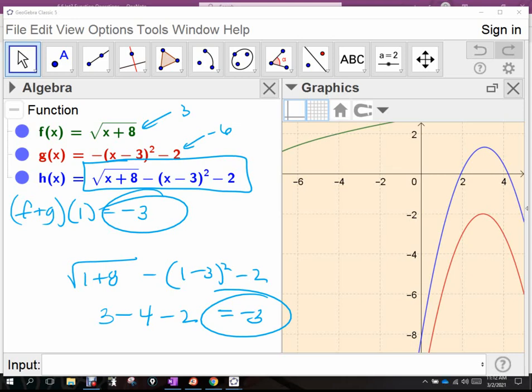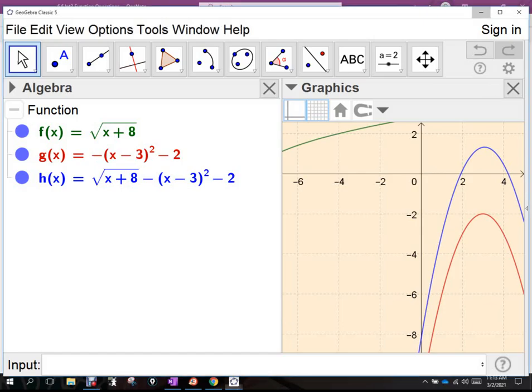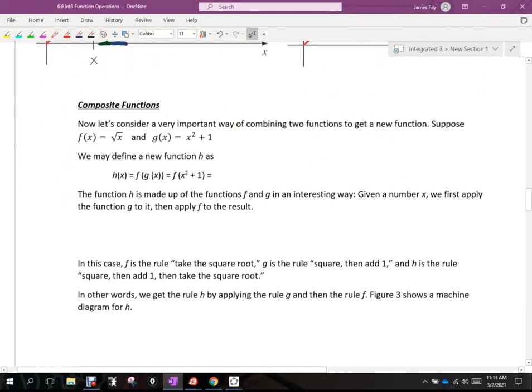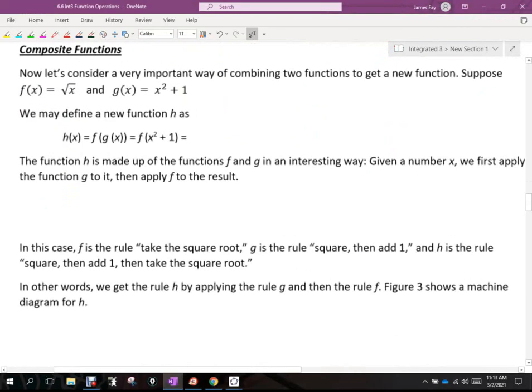That is combining functions. What I want to talk about today is a very important concept, and it's called the composition or composing functions. Okay, collectively they're called composite functions.